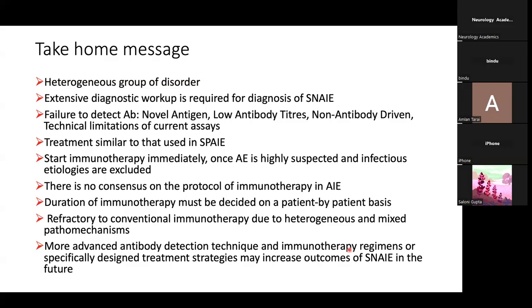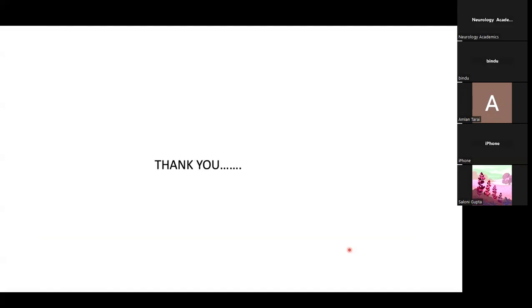There is no consensus on protocol of immunotherapy in autoimmune encephalitis. Duration of immunotherapy must be decided on a patient-by-patient basis. Some cases are refractory to conventional immunotherapy due to heterogeneous and mixed pathomechanisms. More advanced antibody detection techniques and immunotherapy regimens, or specially designed treatment strategies, may improve outcomes of seronegative autoimmune encephalitis in the near future. Thank you.